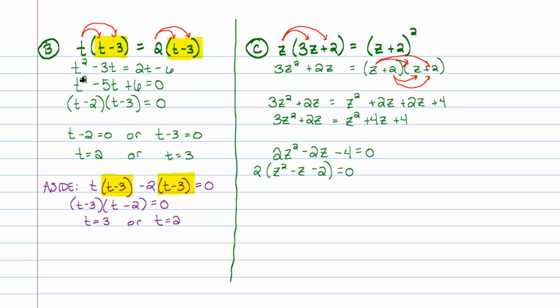So let's see if this factors here, and it actually does. 2 times z minus 2 times z plus 1 is equal to 0. So this means that either 2 is equal to 0, right? We have three objects multiplied to equal 0, so either the first object is equal to 0, which is not possible, or the second object is equal to 0, or the third object is equal to 0. This implies that z is either equal to 2 or z is equal to negative 1.